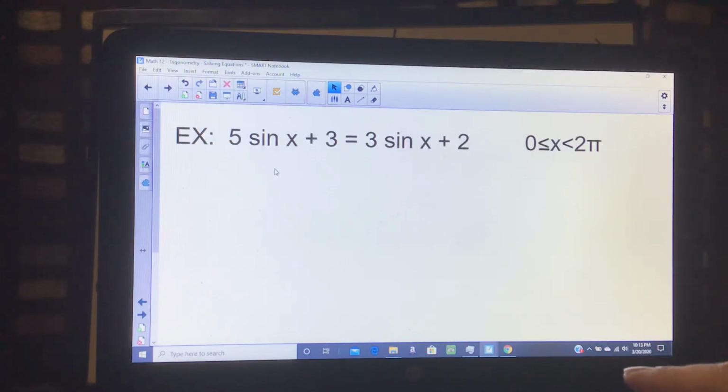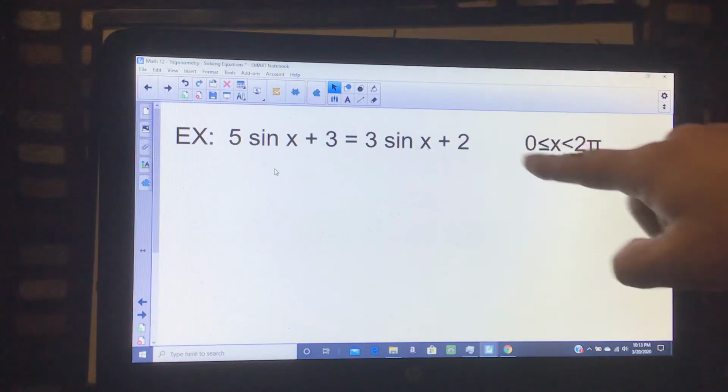So my last example is, this one's a little more complicated. It's got a trig function on each side. It's basically, I need to find the angle such that 5 times sine of the angle plus 3 is the same as 3 sine of the angle plus 2. Once again, they want the solutions from 0 to 2 pi.